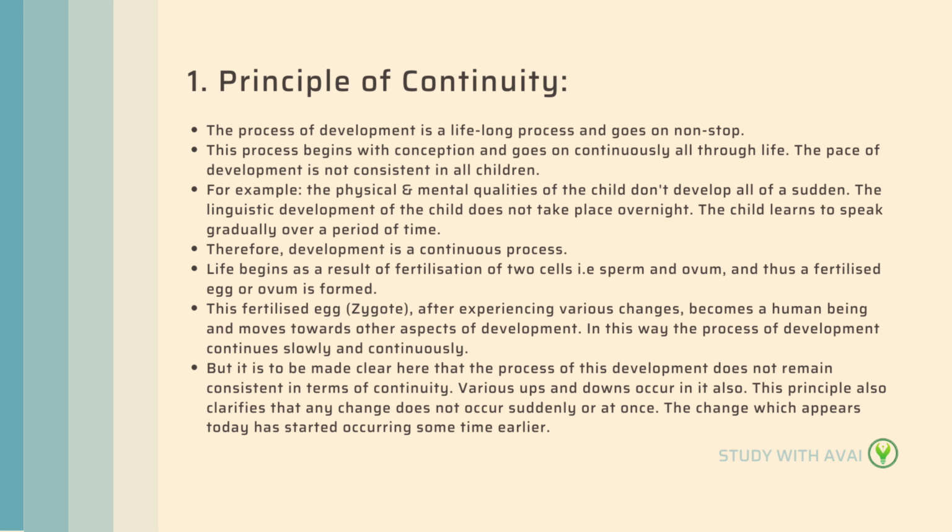Life begins as a result of fertilization of two cells, i.e. sperm and ovum, and thus a fertilized egg or ovum is formed. This fertilized egg, zygote, after experiencing various changes, becomes a human being and moves towards other aspects of development. In this way the process of development continues slowly and continuously. But it is to be made clear here that the process of this development does not remain consistent in terms of continuity.